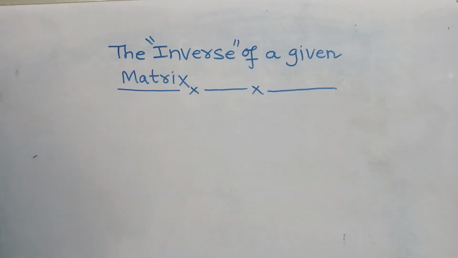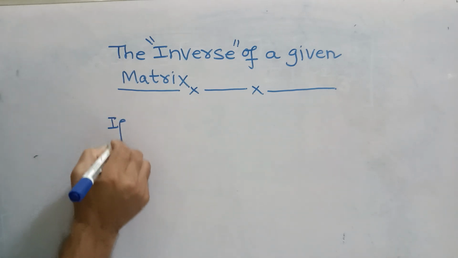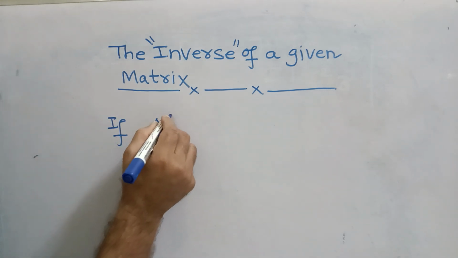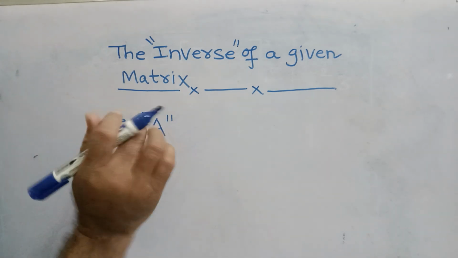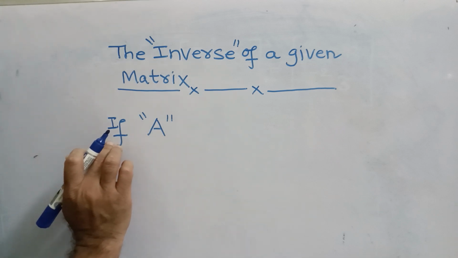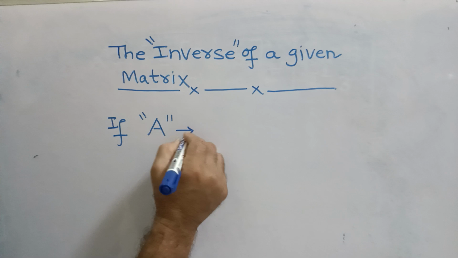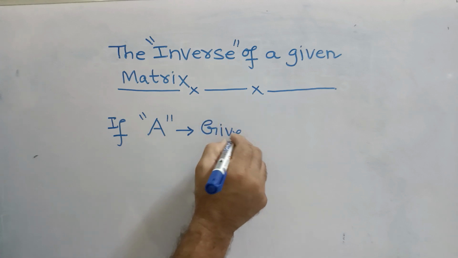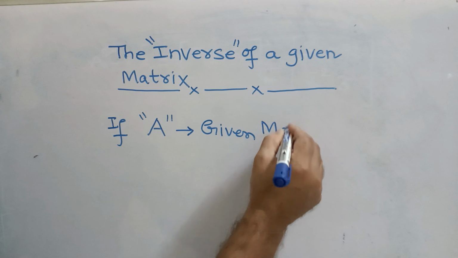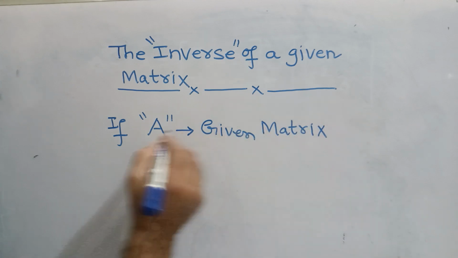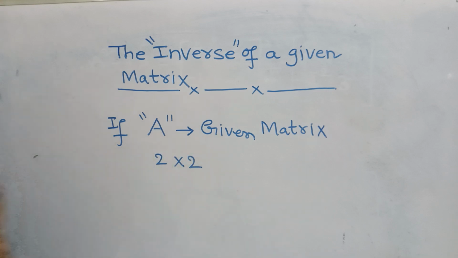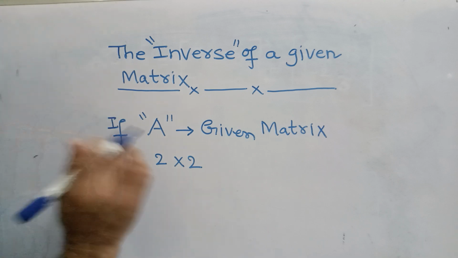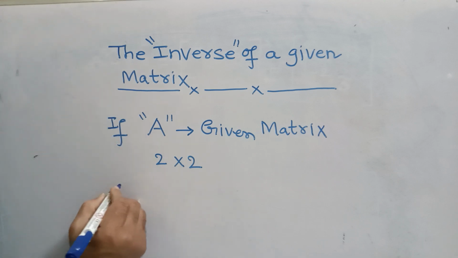Say for example, let us consider if A is any given matrix. I will give you a small brief before solving the problem. Let us assume that A is any given matrix, and let us say it is a 2 by 2 matrix. Then how to find the inverse?